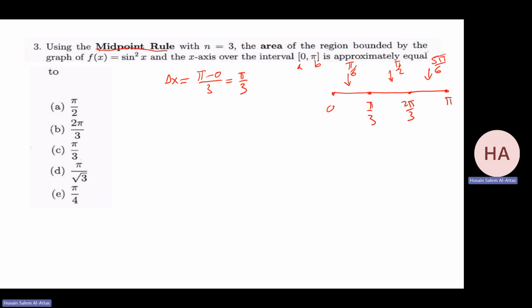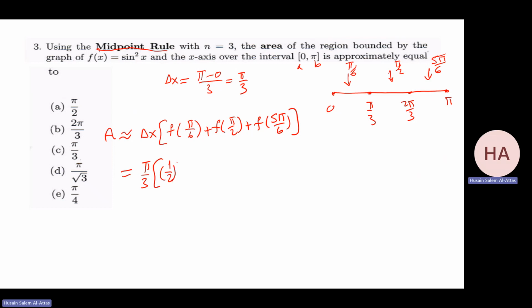Okay. Actually, I need the square. So my area, approximately delta x times f of pi over 6 plus f of pi over 2 plus f of 5 pi over 6. That gives me pi over 3 times f of pi over 6. Sine pi over 6 is half, squared. Let me write it half square. Pi over 2, it's 1 square. 5 pi over 6 is similar to pi over 6. Everything is positive, so that will be half square.